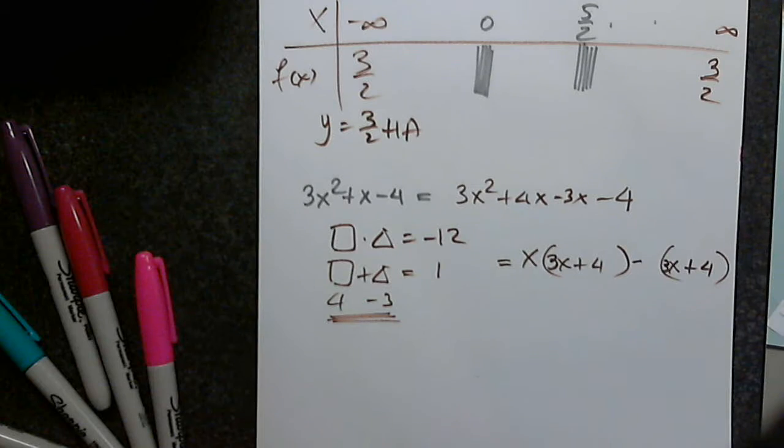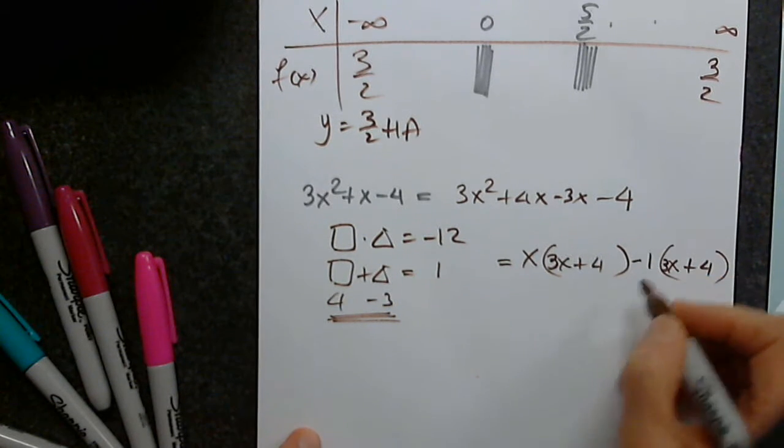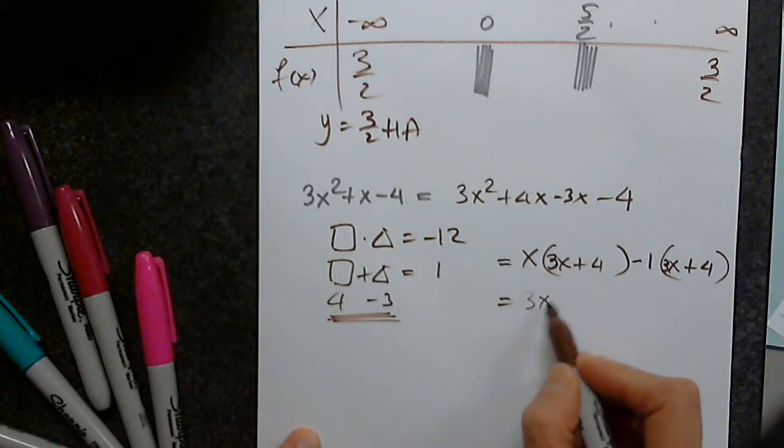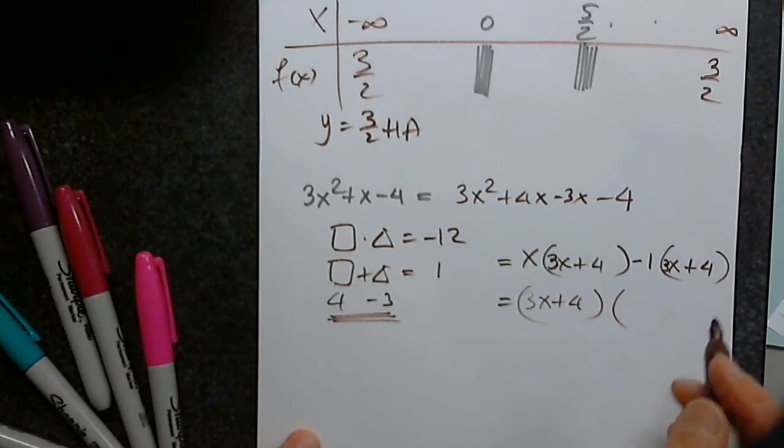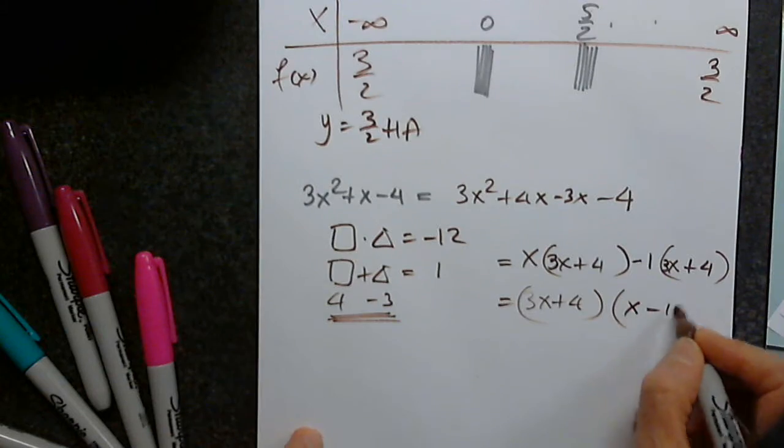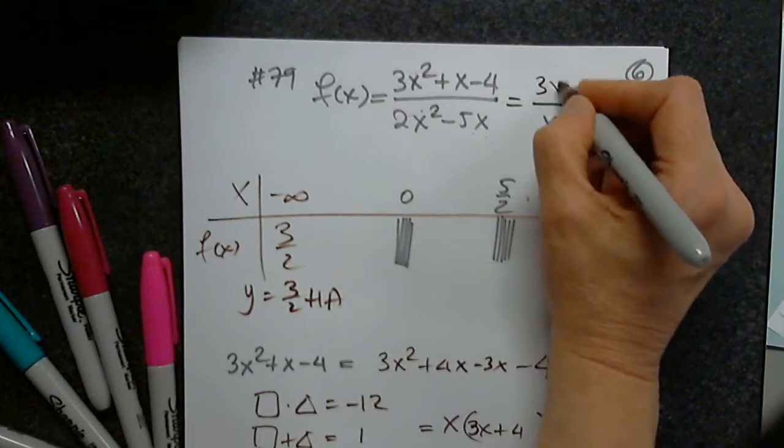Indeed, of course, it's 3x plus 4. So that's why it's 3x. I'm sorry? Negative 1. So very good. So this is 3x plus 4. And in parentheses? Good. So this is what I write at the top.